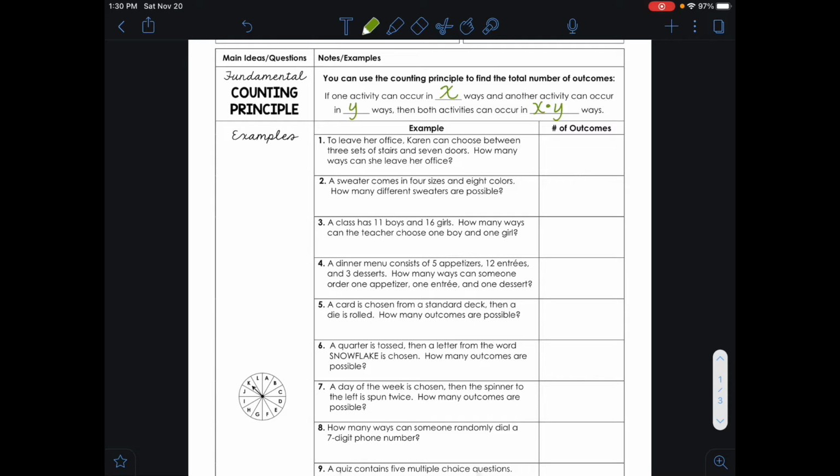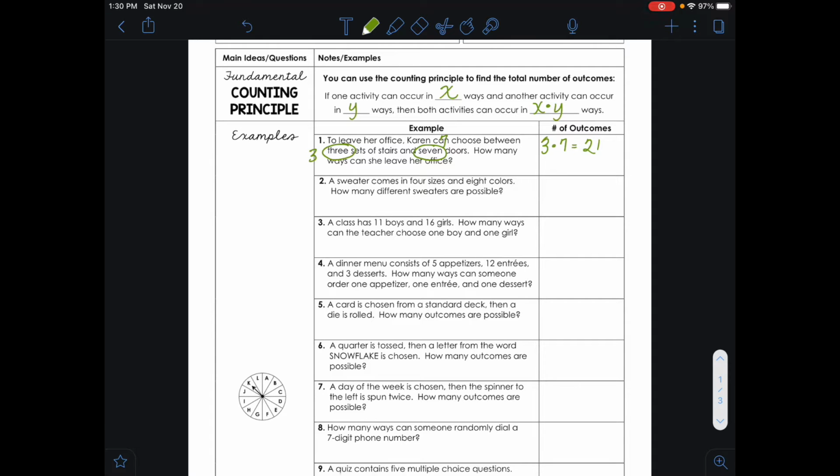All right, number one. To leave her office, Karen can choose between 3 sets of stairs, so that's our first number of ways, and 7 doors, that's our second number of ways. How many ways can she leave her office? So you just do 3 times 7.